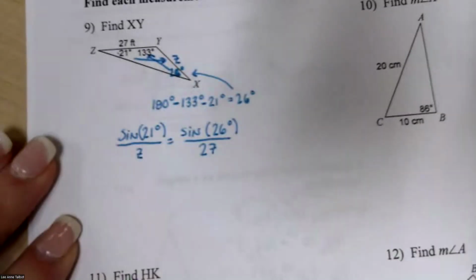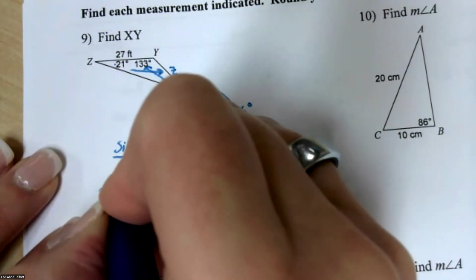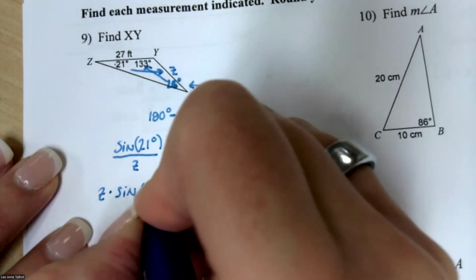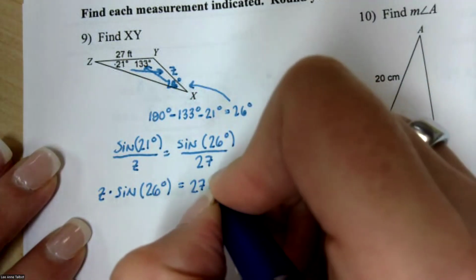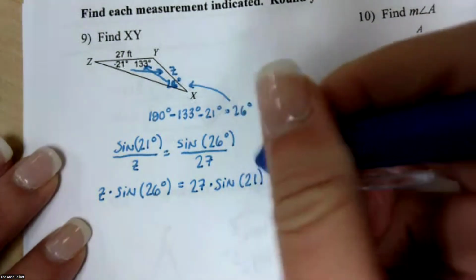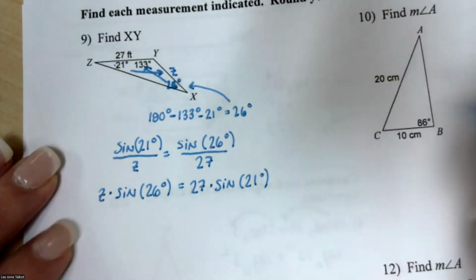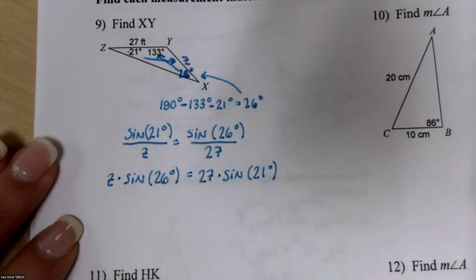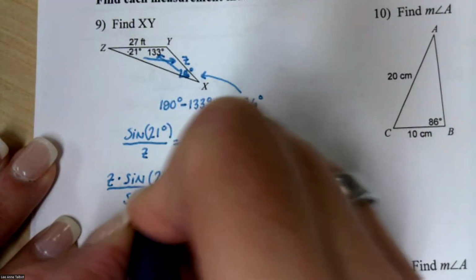Okay. And then cross multiply: z times sine 26 equals 27 times sine 21. Divide to get z by itself.